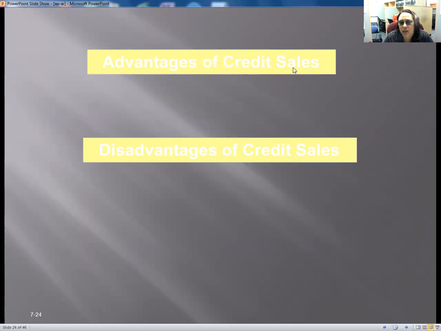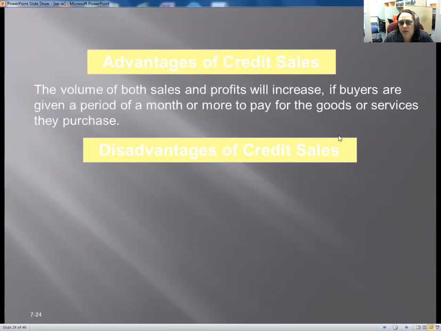Advantage of credit sales and disadvantage of credit sales. The volume of both sales and profits will increase if buyers are given a month or more to pay for the goods or services they purchase. If they don't have cash on hand, they're less likely to buy something from you. If they know that they can do it on credit, then they're going to buy quicker and they're going to buy more. That's just the law of the land.